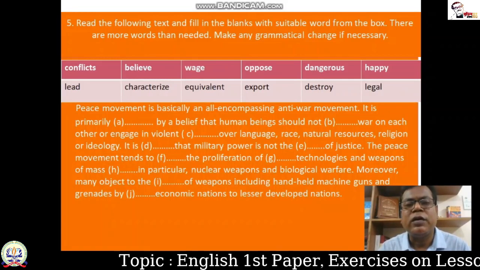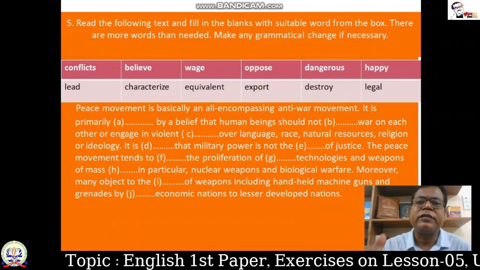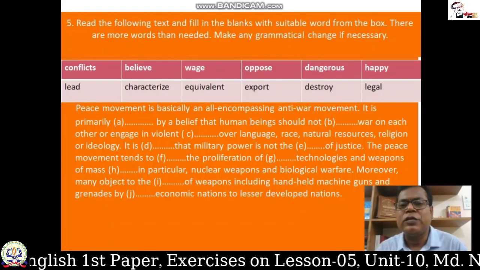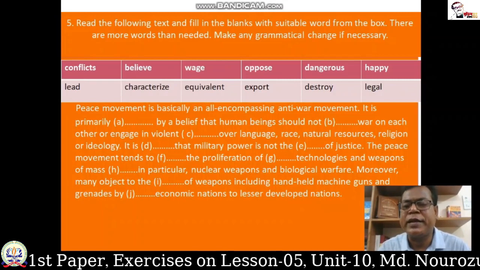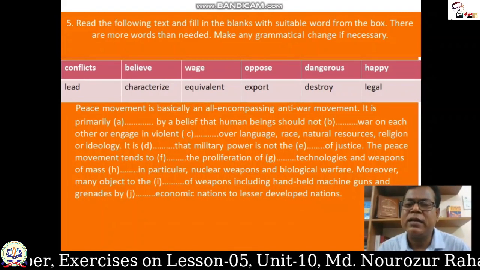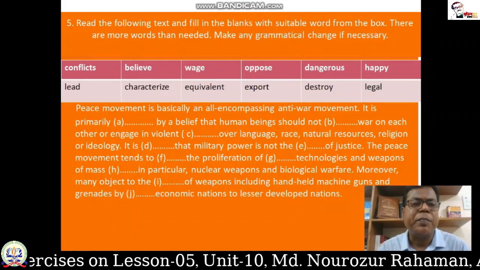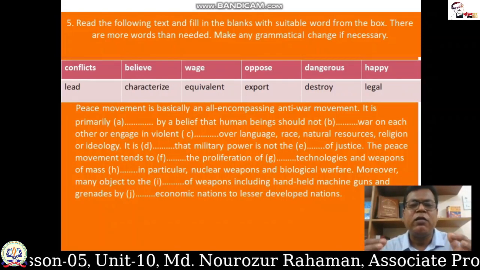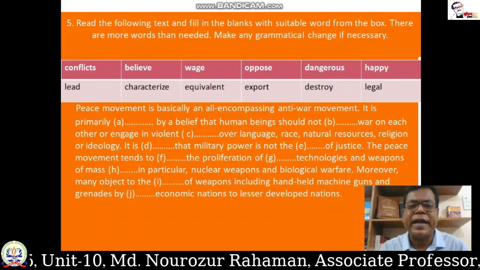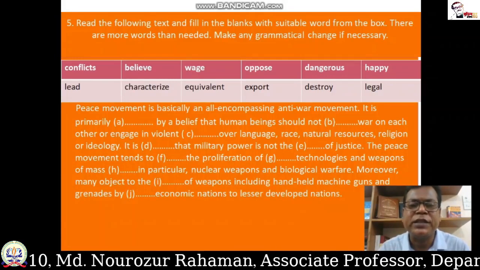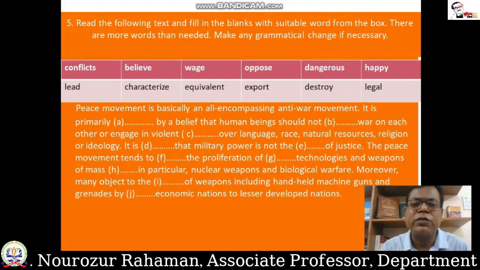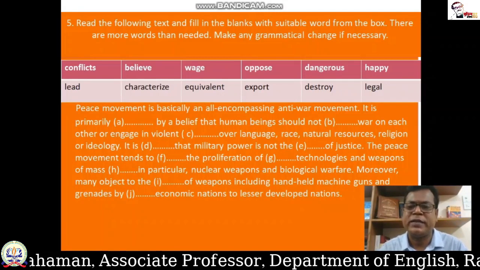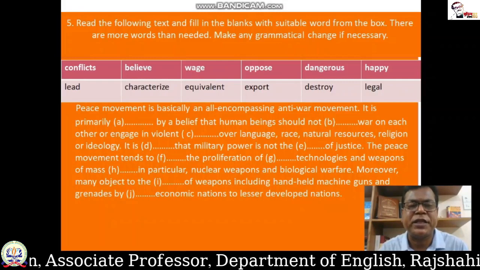So the synonym of similar is equivalent. So equivalent will be the correct answer for blank E. The peace movement wants to dash the proliferation. What do they want to do? They want to oppose the increase of technology of weapons and weapons of mass destruction.